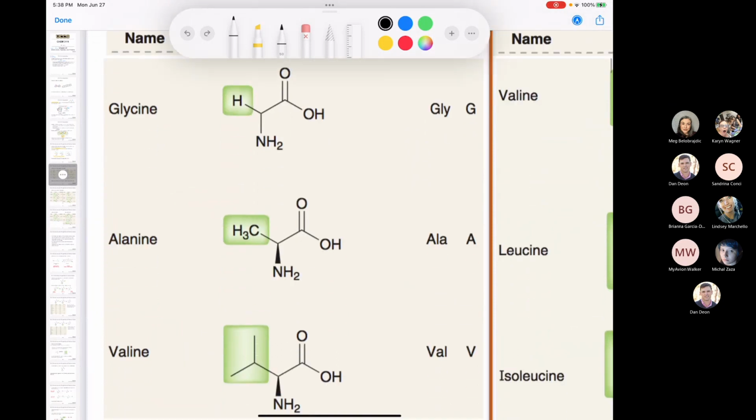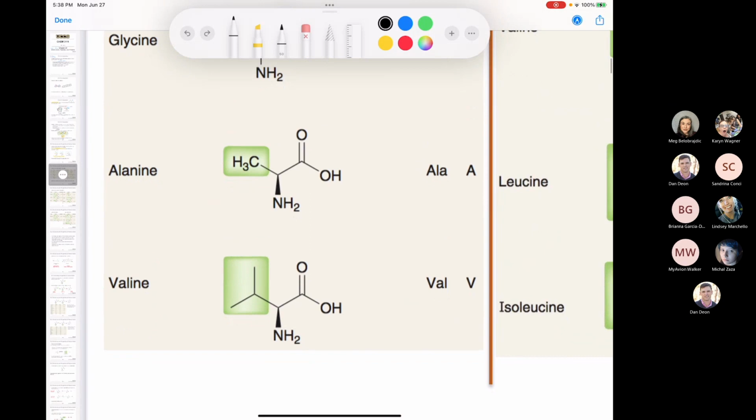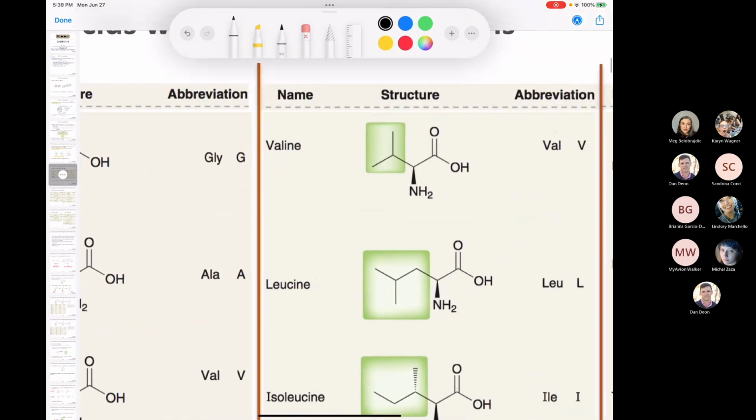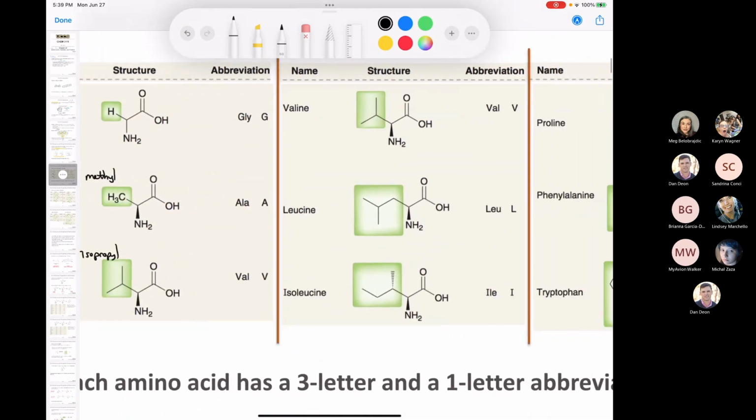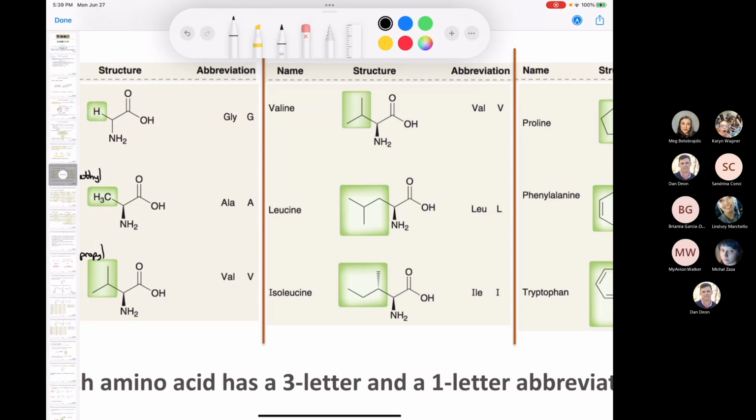Then we have alanine, where the R group is a methyl group. So this is just a methyl. In valine, it's an isopropyl. And again, you don't have to memorize all of these. Then we have a leucine. That's an isobutyl. The isoleucine is actually a sec-butyl, but it's got a chiral center in it. But anyhow, we'll just put here sec-butyl. And I'm not going to quiz you a whole lot on the chirality of that.